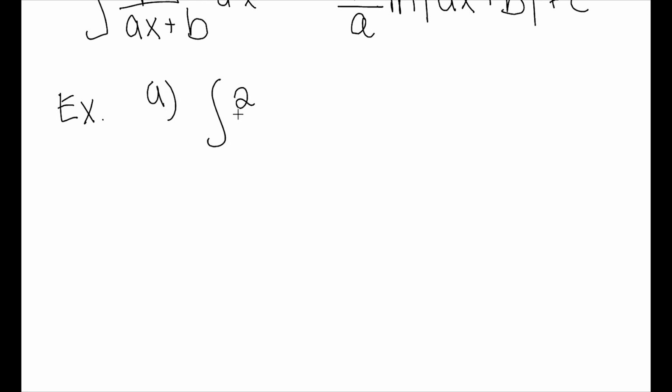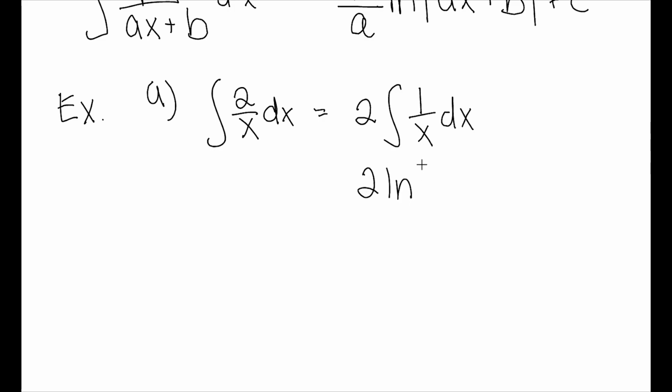If we want to integrate 2 over x, anytime there's a constant, you can pass it through an integral or a derivative. So I could say that this is equal to 2 times the integral of 1 over x dx. So that means it's 2 times the natural log of the absolute value of x plus c.